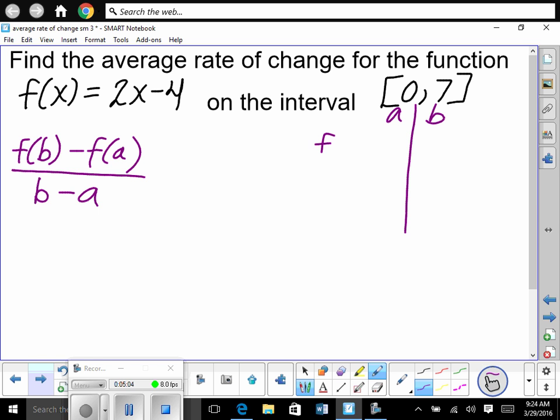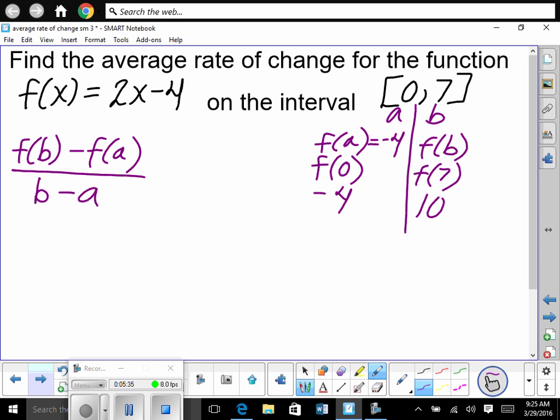So can we find f of a? Doesn't f of a just mean what's our function at a? What's a? 0. So what's my function at 0? Can we just plug in 0 to find it? Okay. So that'll be 2 times 0 minus 4, which is negative 4. So f of a, you guys, is negative 4. Now we need f of b, which means my function at b, which means my function at 7. So we'll be doing 2 times 7 minus 4, right? 10, right? 14 minus 4 is 10.